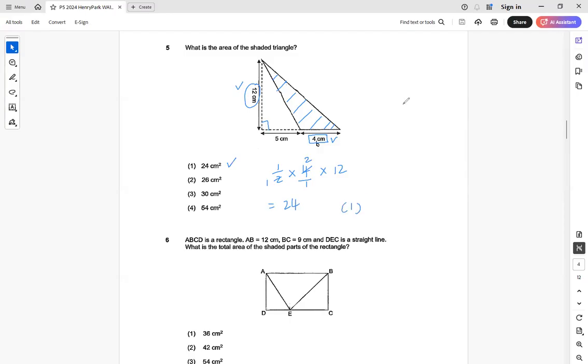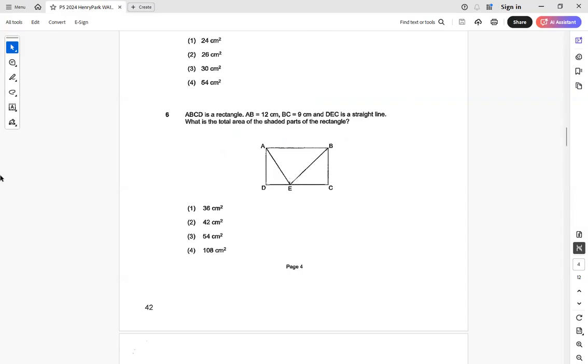Okay, let's move on to the question below. Question 6. Okay. So ABCD is a rectangle. AB equals to 12 cm, BC equals to 9 cm, and DEC is a straight line. What is the total area of the shaded parts of the rectangle? Same thing, I think the shaded part is missing as well. It should be this one and this one.